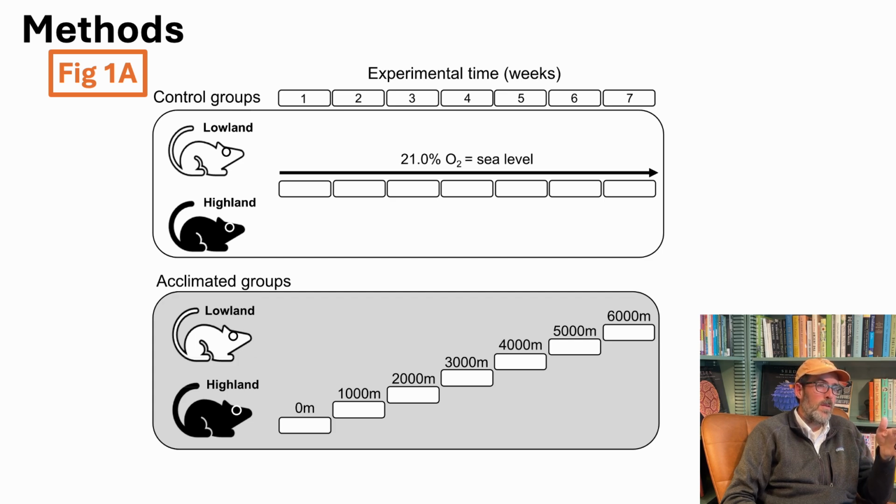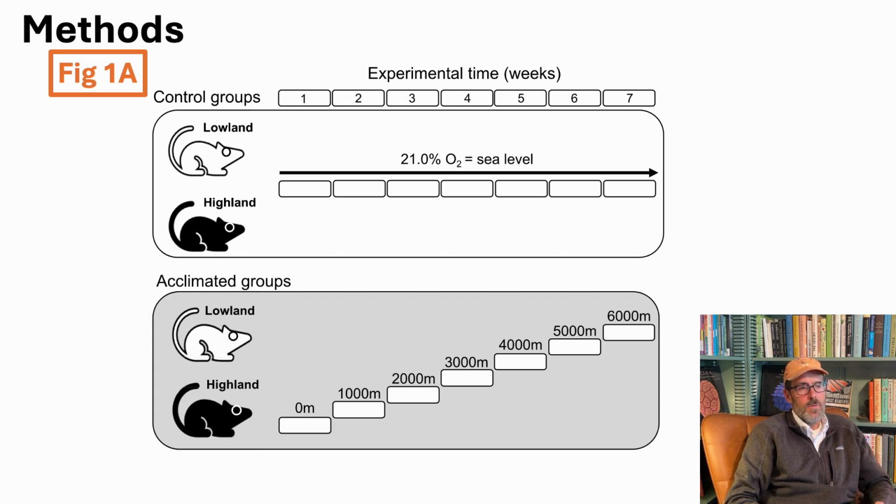We've got the little mice emojis. The lowland mouse is open, that is, it's white. The highland mouse is black. That's true for both the control and the acclimated groups. The control population is always kept at 21% oxygen, normal barometric pressure oxygen, through the entire experiment. Every time they sampled at each one of those open boxes, it was at 21% in the control group.